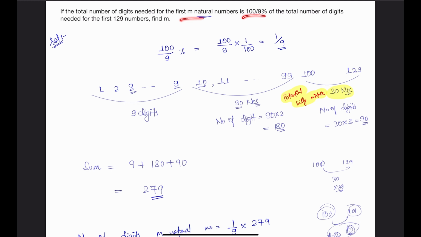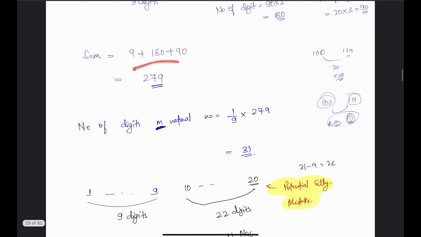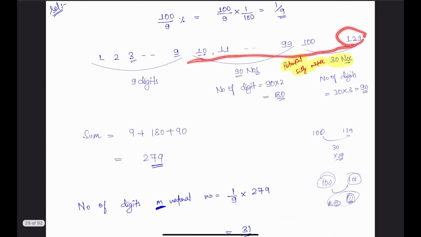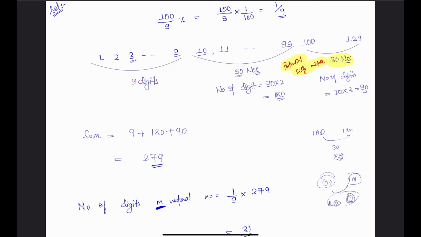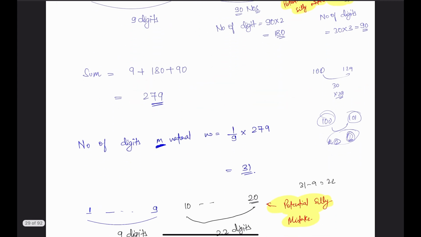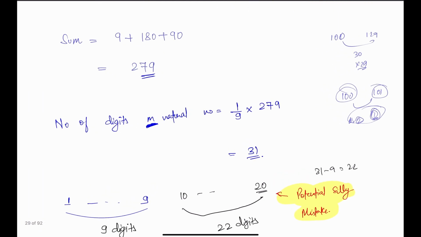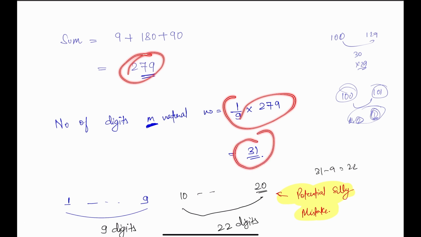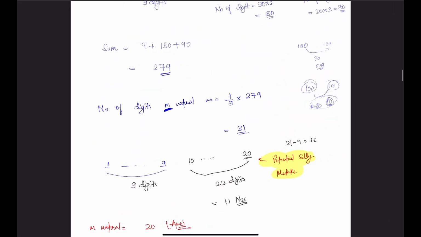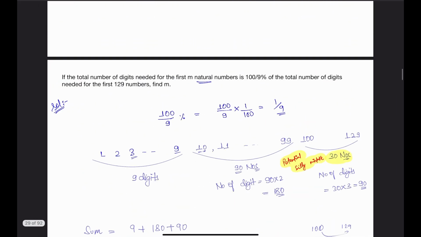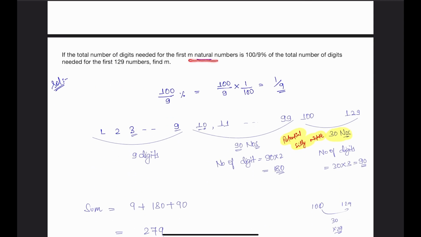If a total m digit number 100 by n, so that digit number sum of 11 till this much. So this 9 digit sum, this number of digits, how many digits? This much and this much. So sum is, okay, total of digits are this, then 1 by 9 is 31. So total of how many digits? 31, 9, 11. What is the question? Total number of digits needed for the first m natural numbers, that is 100%.